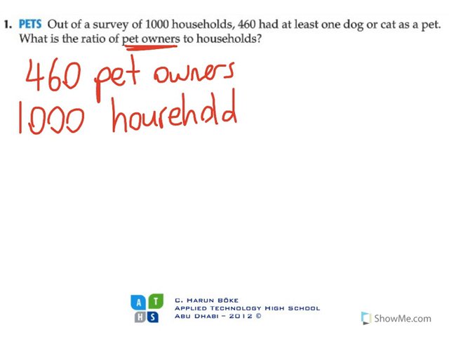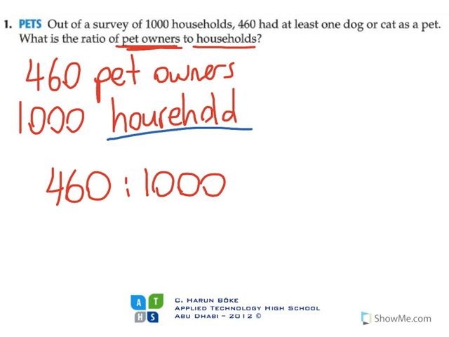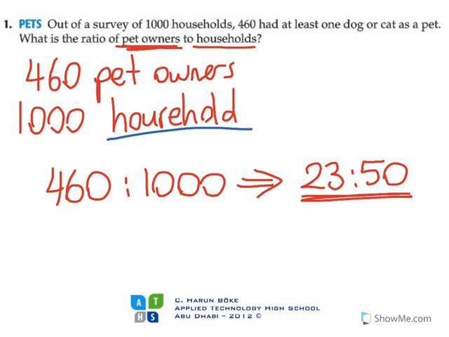Now here the words don't mean that much. If you don't know what household means, it doesn't matter, because you're going to write the ratio of pet owners to households. So it's 460 to 1,000. Now if you simplify this, you're going to get 23 to 50.